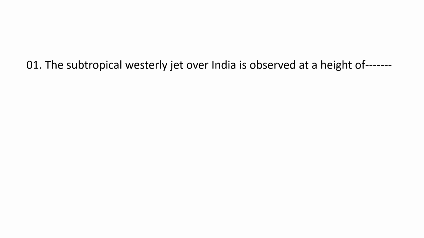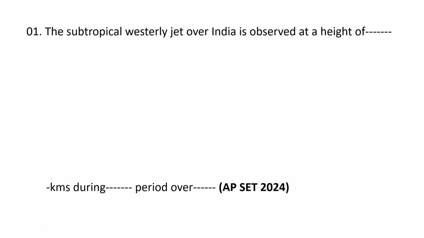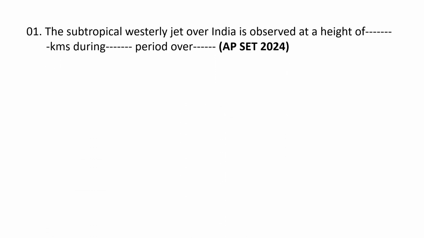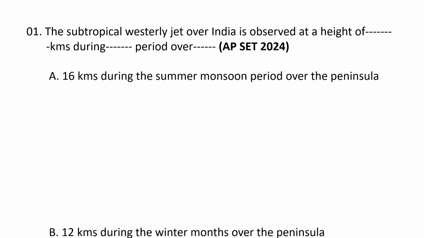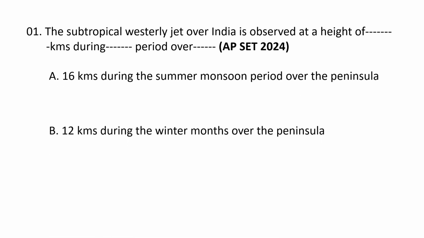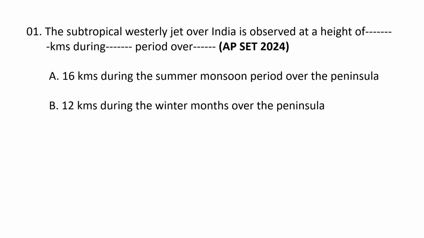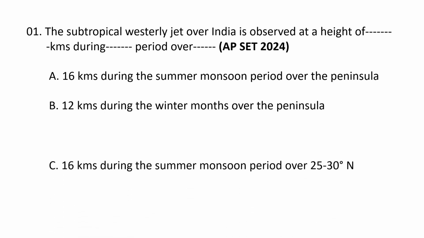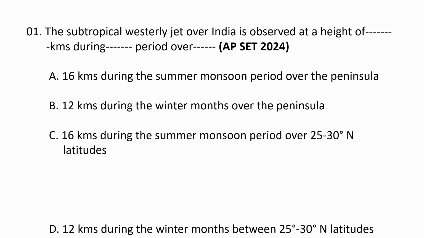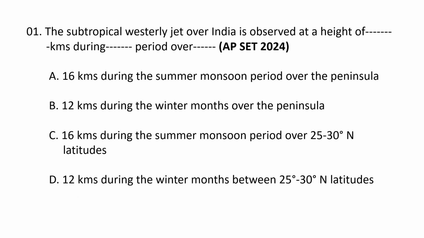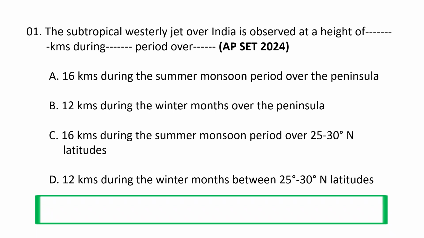The subtropical westerly jet over India is observed at a height of how many kilometers during which period over which region? A. 16 kilometers during the summer monsoon period over the peninsula, B. 12 kilometers during the winter months over the peninsula, C. 16 kilometers during the summer monsoon period over 25 to 30 degrees north latitudes, and D. 12 kilometers during the winter months between 25 to 30 degrees north latitudes.